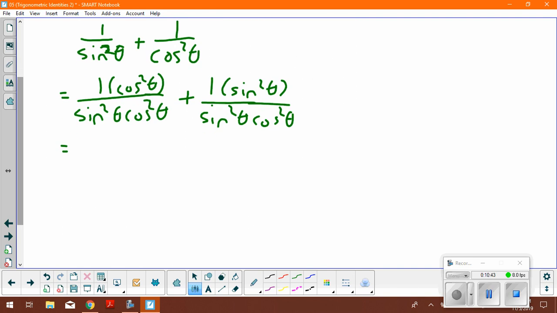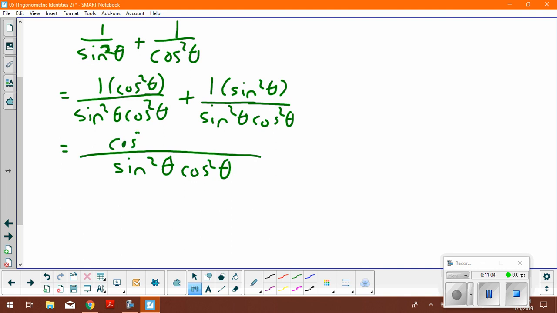So the next one I'm going to do two things. One, they have the same denominator now, so we put it all over one denominator. My denominator is sine squared theta times cos squared theta. In the numerator, I just have 1 times cos squared and 1 times sine squared. So I really just have a cos squared theta plus sine squared theta. So that's looking pretty good. I've got it into one fraction.